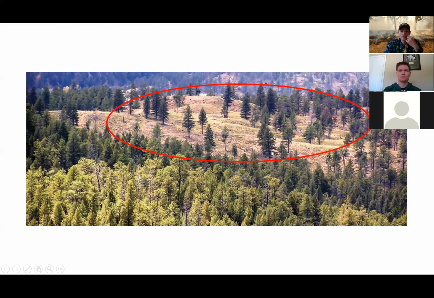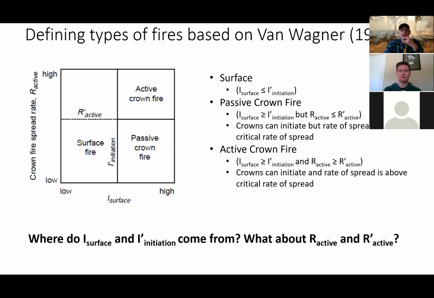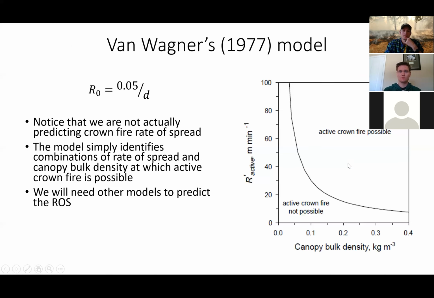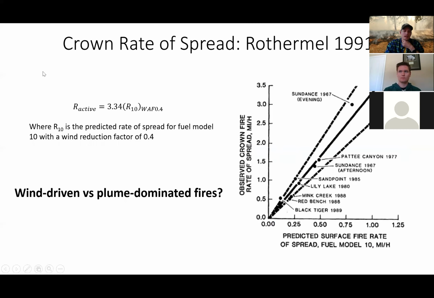Right, and so back to this slide here. We could go ahead and compare that R active from Rothermel 91 with the critical rate of spread, the R prime, from Van Wagner 77 right here. And so if the Rothermel prediction is greater than Van Wagner's critical rate of spread, we now would assume that we're going to have active crown fire behavior, and that crown fire is going to have whatever we calculated here, whatever our R active is.